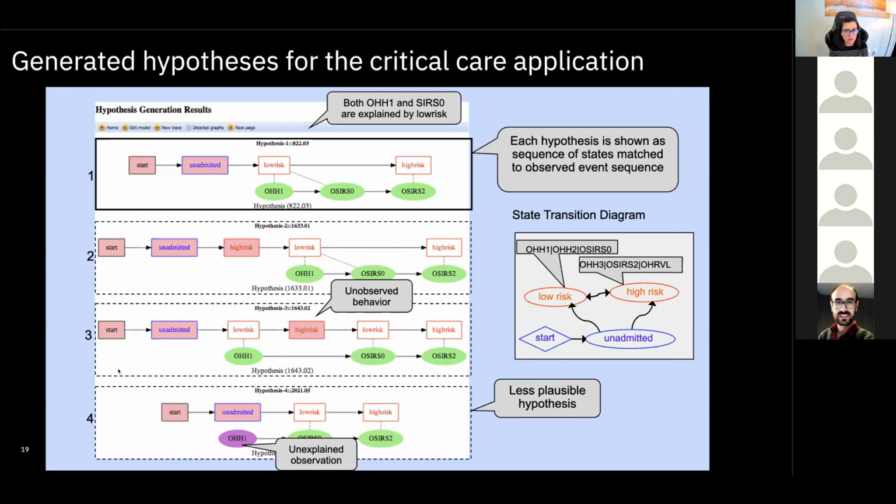After post-processing, we can visualize these plans and show them here as hypotheses. Each hypothesis is shown as a sequence of states that are matched to observations. The first 3 hypotheses explain all of our observations, and the last one doesn't explain the first observation, as shown in purple.